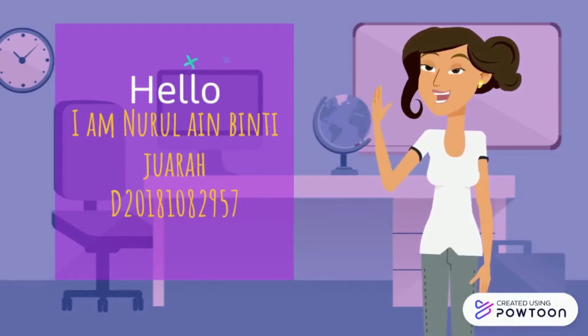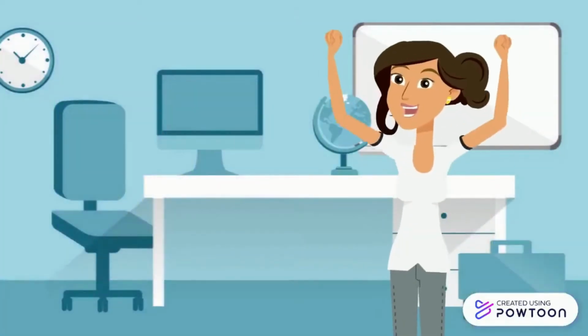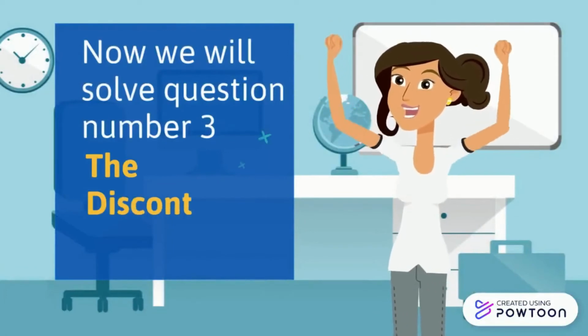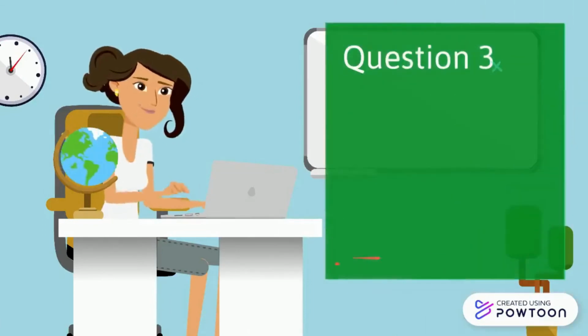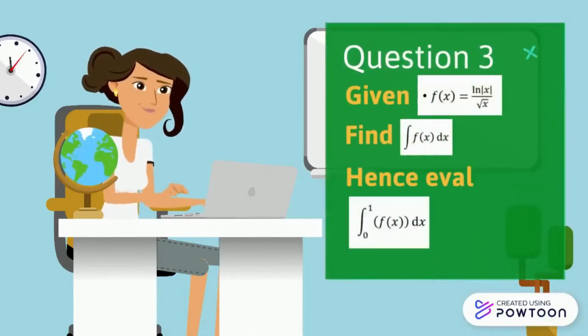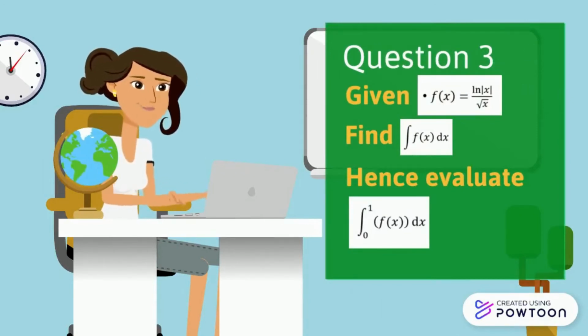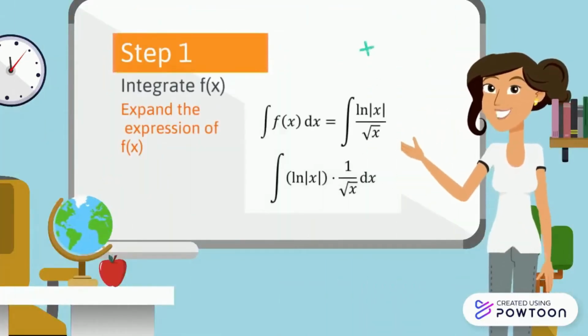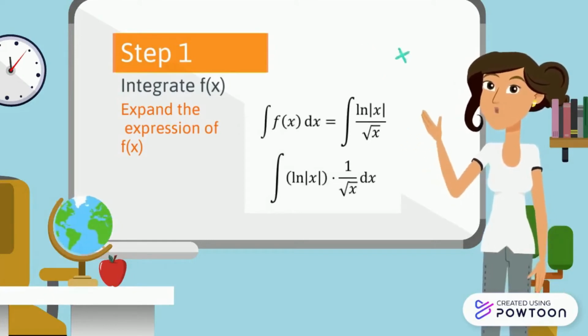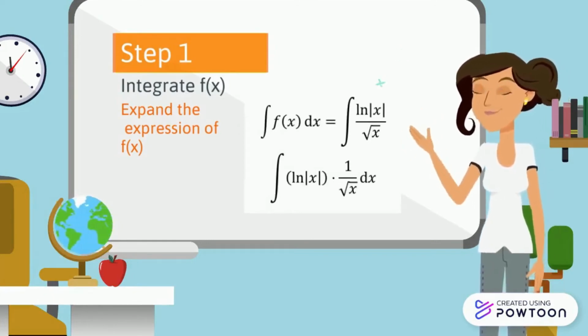For this part, we will solve question number 3 that involves the discontinuous integral. Given f(x) equal to ln|x| over square root x, find the integral of f(x) dx. Hence, evaluate the improper integral from 0 to 1 of f(x) dx. To use the partial integration formula, expand the expression into ln x times 1 over square root x.